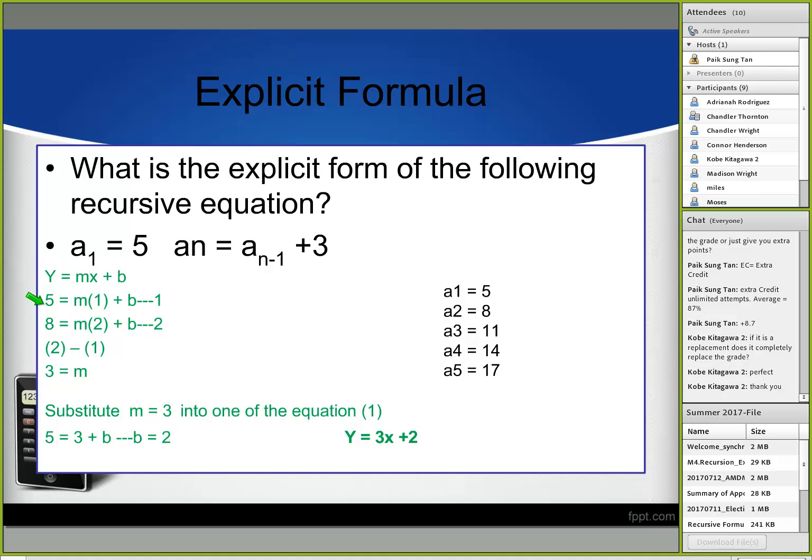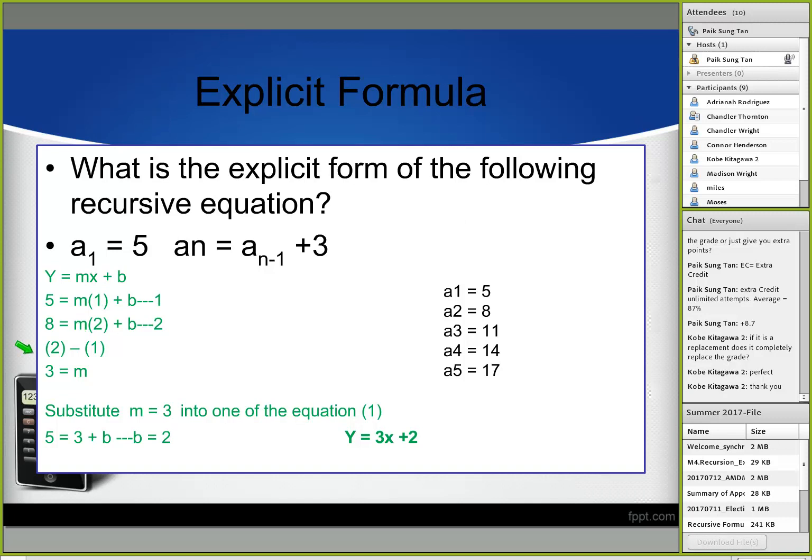And then when x is 2, my y is 8. So I plug x is 2 into y equals mx plus b, with x is 2 and y is 8. And then I try to figure out what m is and what b is. Okay, so I've got equation one and equation two. So I've got 1m and 2m here.